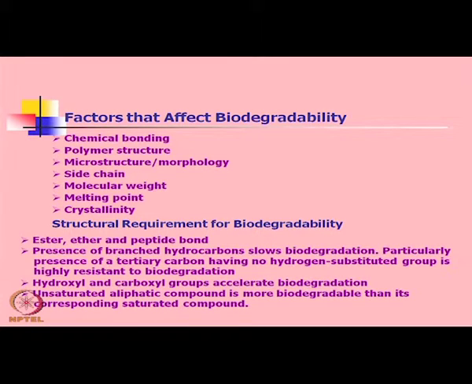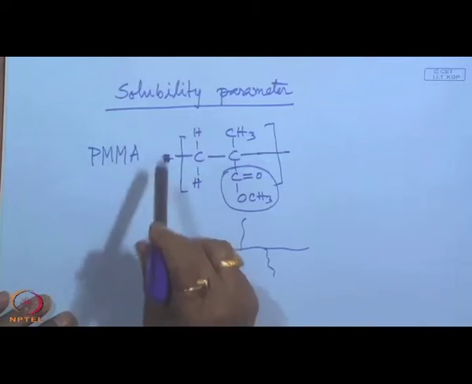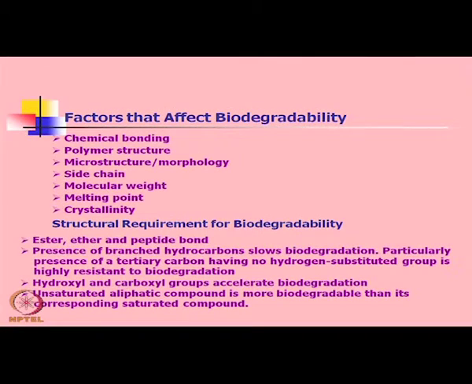Molecular weight, if the molecular weight is very high, again the degradation will be lower. So, molecular weight is also a factor we must think of. Melting point, high melting point polymers, those which melt at very high temperature, are not degradable very easily, that takes longer time. Polymers having lower melting point, lower softening range, degrade faster. Similarly, the crystallinity, which is related to the microstructure and morphology, etc.